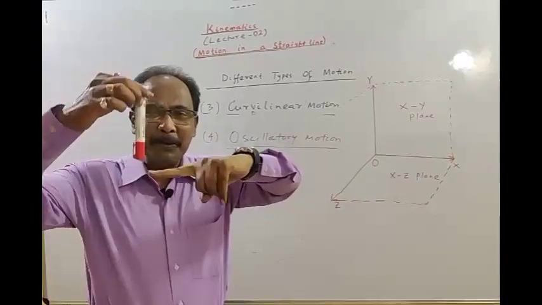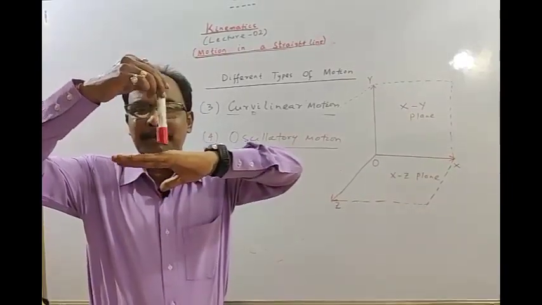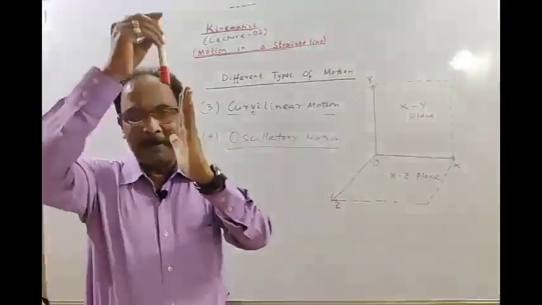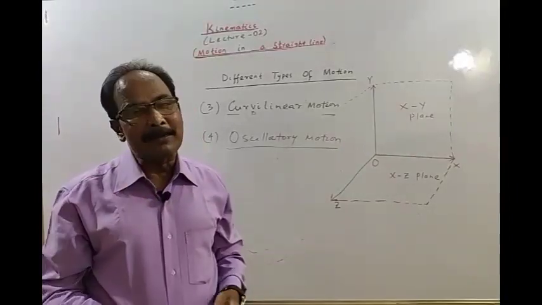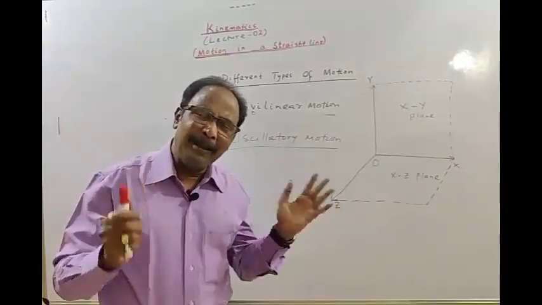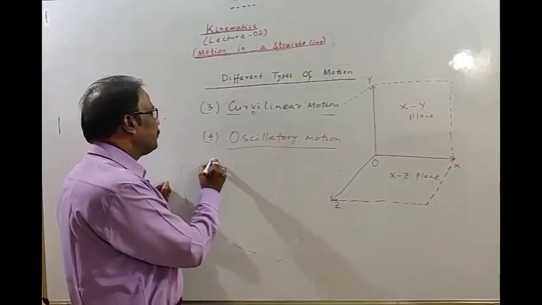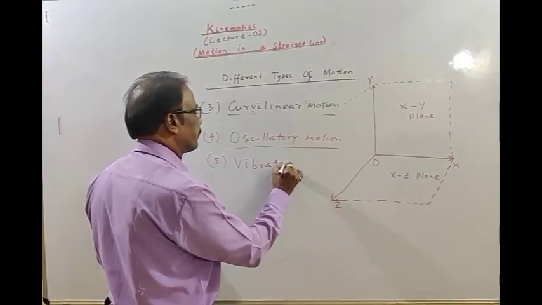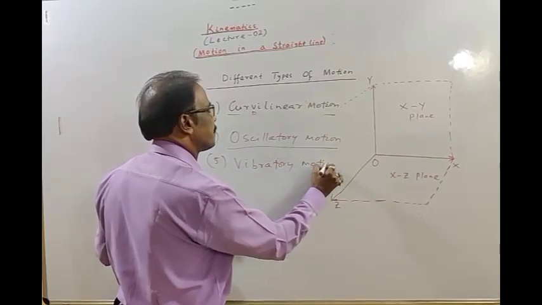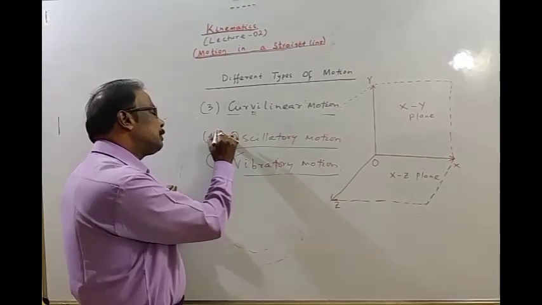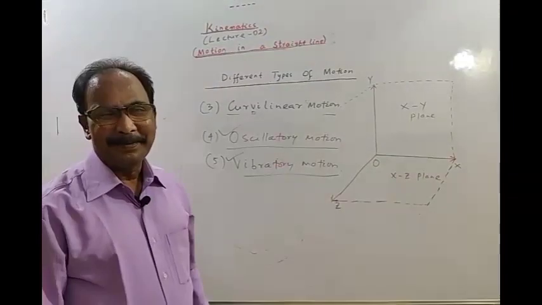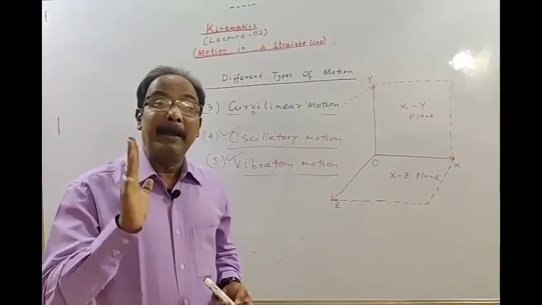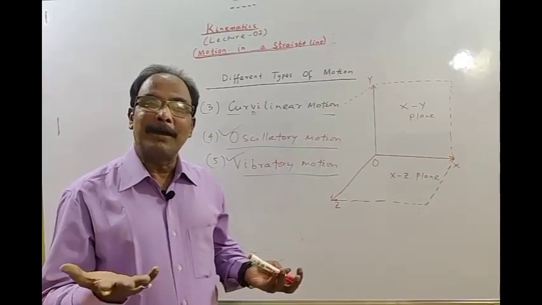Oscillatory motion may be on a horizontal surface or on a vertical surface. The to and fro repeated motion is called oscillatory motion. Another motion related to oscillatory motion is vibratory motion. Vibratory motion is also oscillatory motion, but with a little difference between them. Rapid oscillation is called vibration.